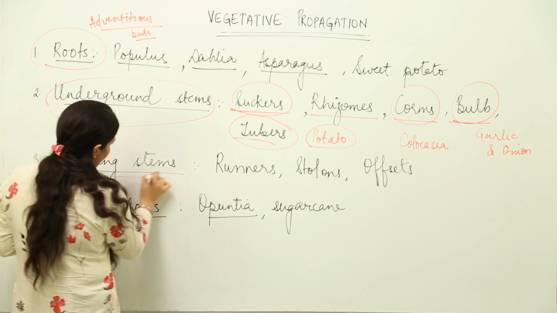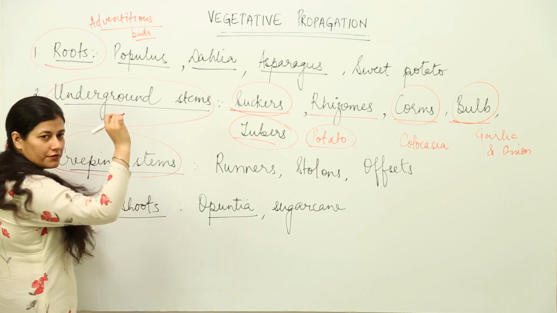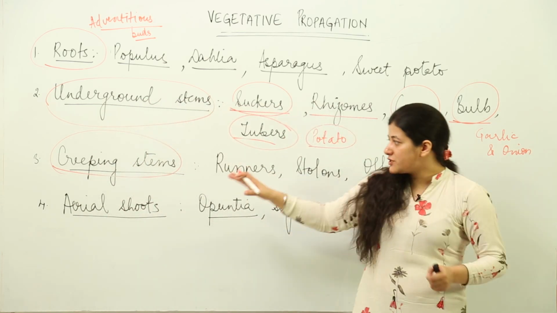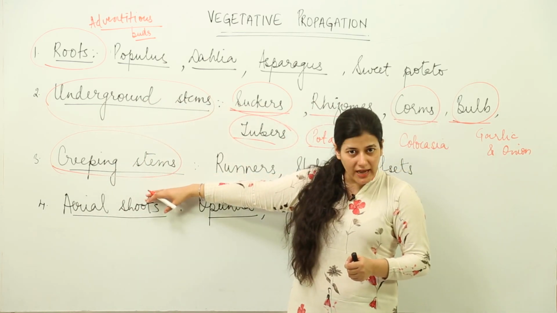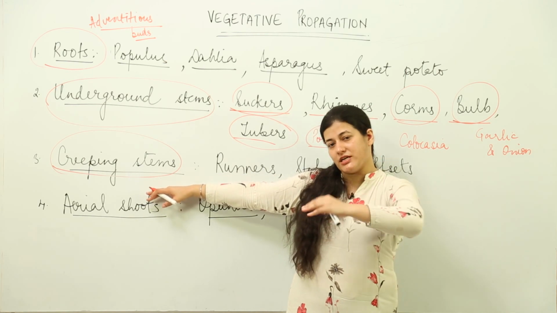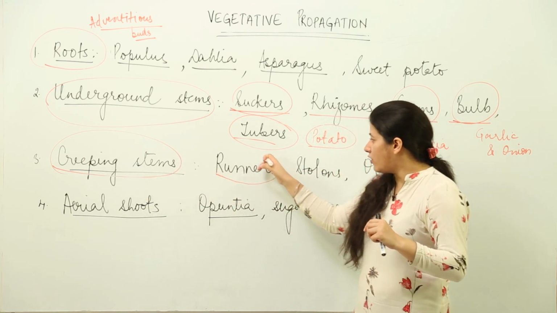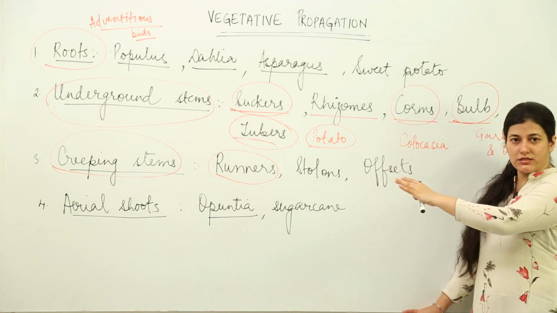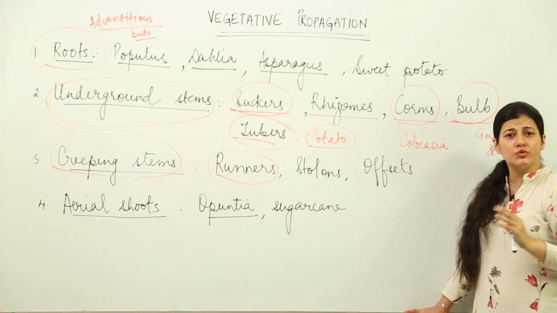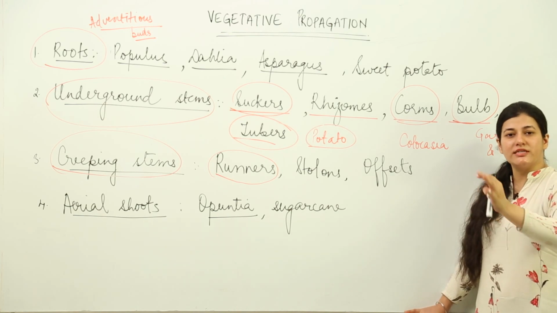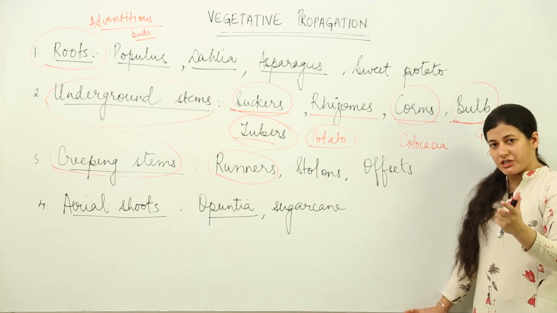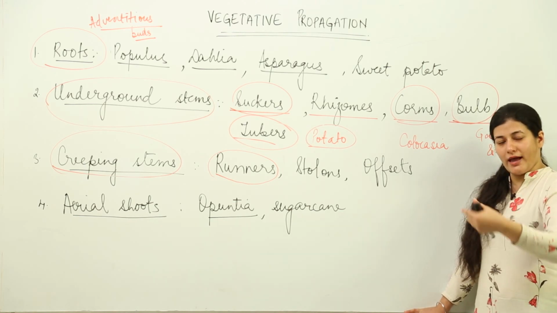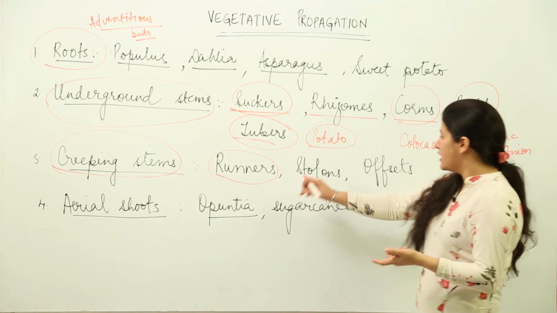Then we have the example of creeping stems. Now, have you ever thought how grass spreads out so much? It spreads out by creeping stems which are not underground, they are present above, and we have the example of runners. Runners are one of the best examples from which we can understand how creeping stems help in vegetative propagation, in that it gives rise to roots beneath into the soil and shoots above, and the example is grasses.